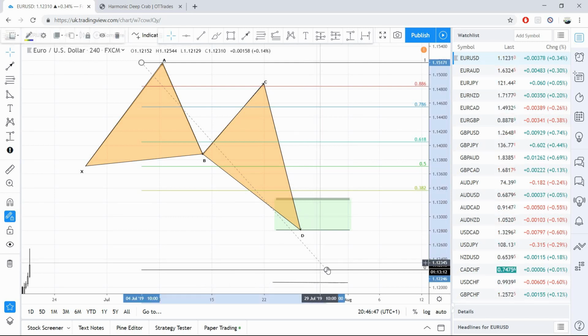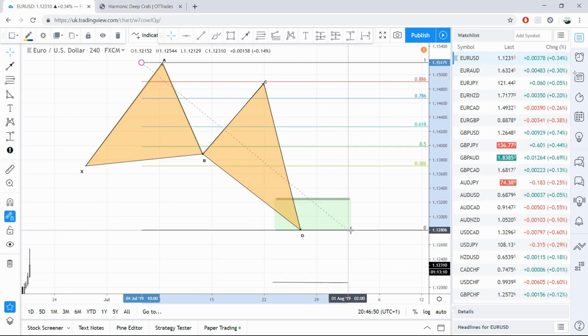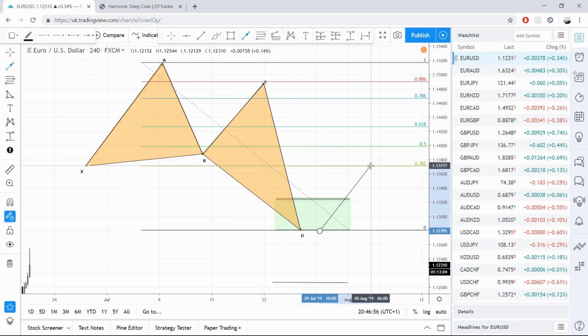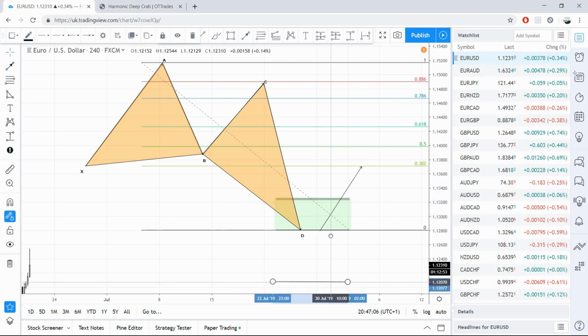But as shown there, guys, the initial targets are 382 and 618. If price reverses and it hits our 382 target, our initial target, we're going to take half of the position off of the table. We're going to take half our position in profits, and then we're going to move our stop loss from down here and bring it up to break even.